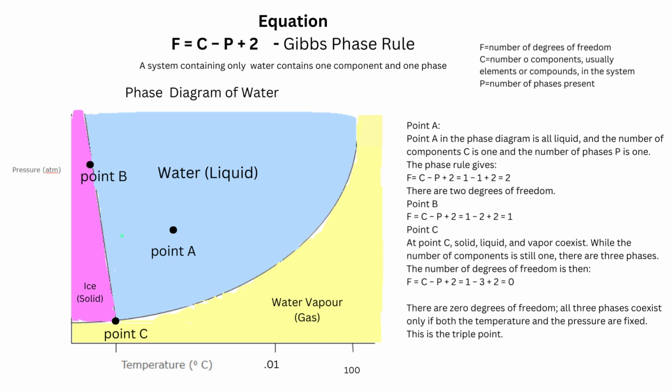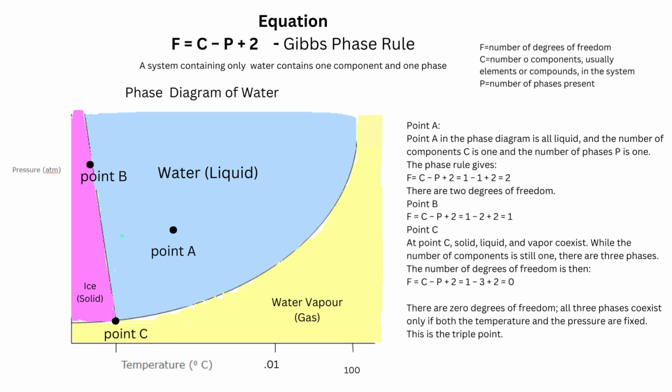So at point A in the phase diagram is all liquid and the number of components C is 1 and the number of phases P is 1. So the phase rule gives F equal to C minus P plus 2, which is equal to 1 minus 1 plus 2, which is equal to 2. So there are 2 degrees of freedom. Similarly for point B, the degrees of freedom is 1, and for point C, degree of freedom is C minus P plus 2 equal to 1 minus 3 plus 2 equal to 0. There are 0 degrees of freedom at point C. All 3 phases coexist only if both the temperature and pressure are fixed.